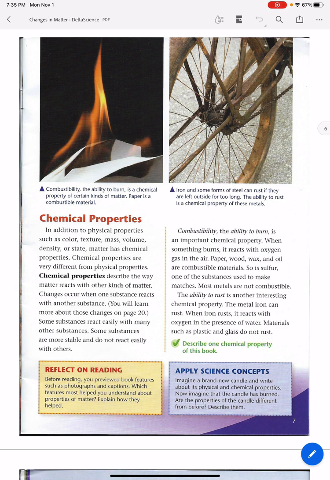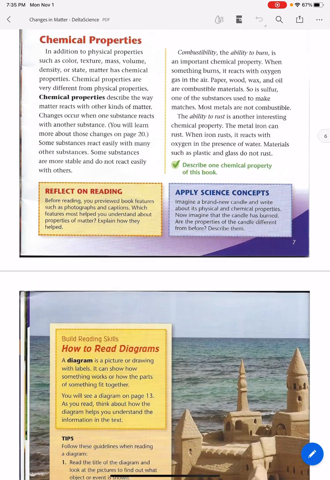Reflect on reading. Before reading, you previewed book features such as photographs and captions. Which feature most helped you understand about properties of matter? Explain how they helped. Apply science concepts. Imagine a brand new candle and write about its physical and chemical properties. Now, imagine that the candle has burned. Are the properties of the candle different from before? Describe them.